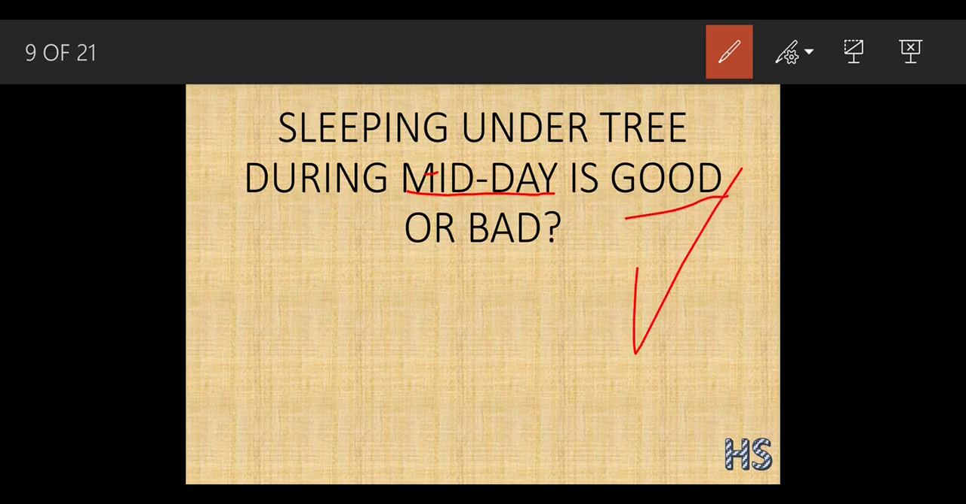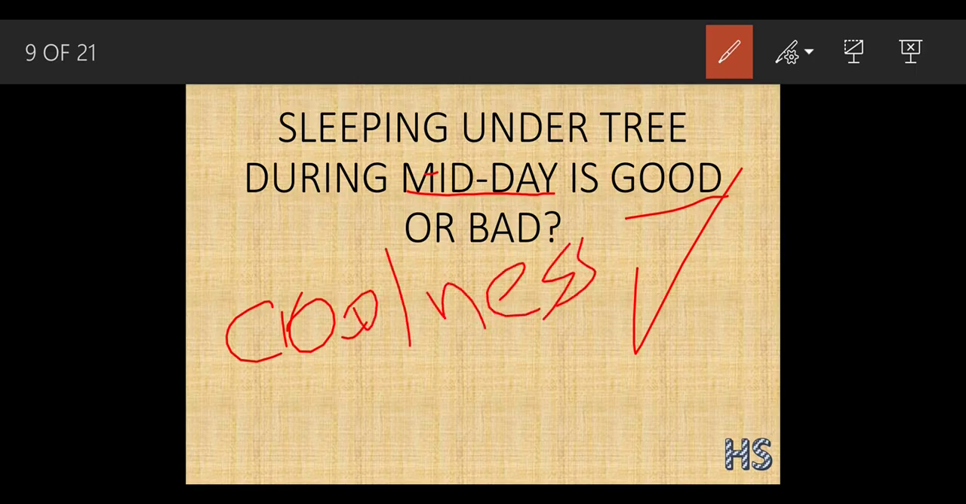Because during noon it gives us shade, and due to this it helps us get the coolness effect. How can it provide the coolness effect? Through transpiration, where the plant loses water in the form of water droplets. So it gives the coolness effect.